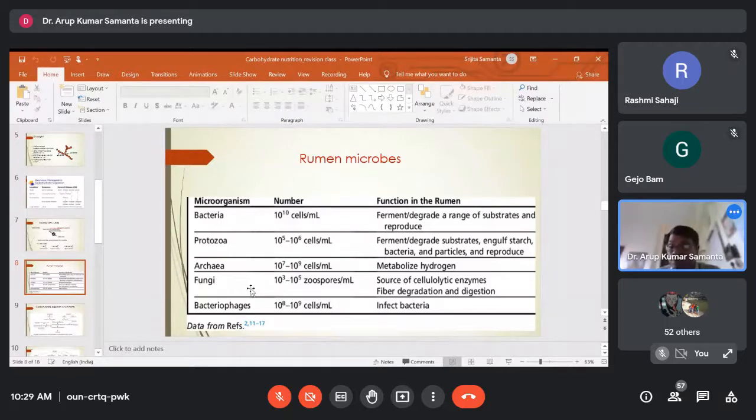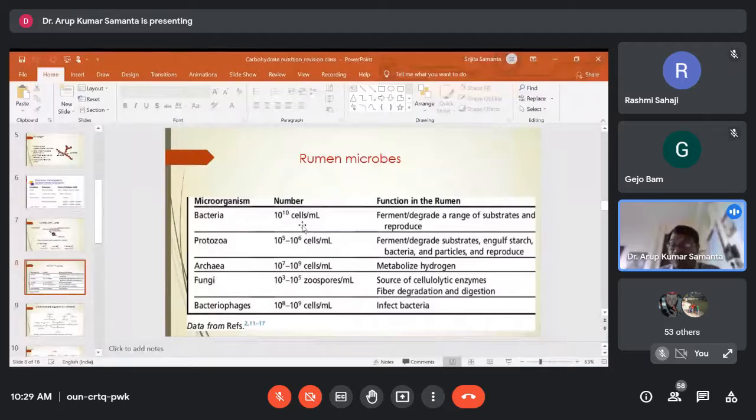Other than that, there are some archaea, the methanogenic bacteria, and some bacteriophages also. Simply remember that bacteria, protozoa, and fungi are the major inhabitants in the rumen, and they are completely anaerobic in nature, and the number of bacteria is 10 to the power 9 to 10 to the power 11 per ml of rumen liquor.